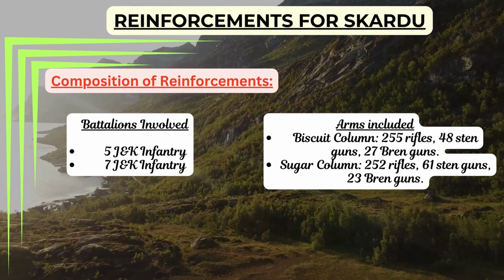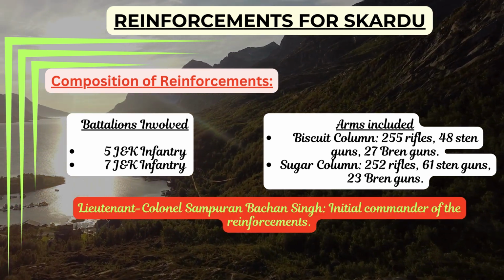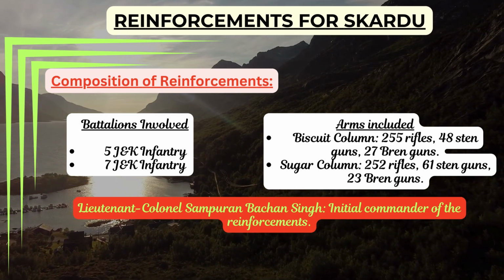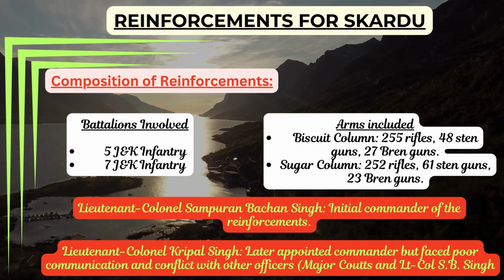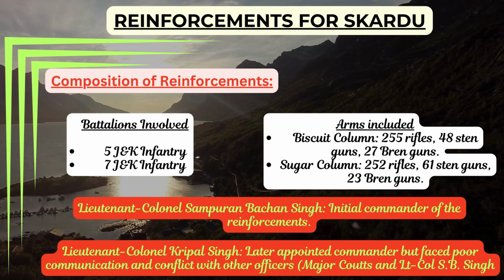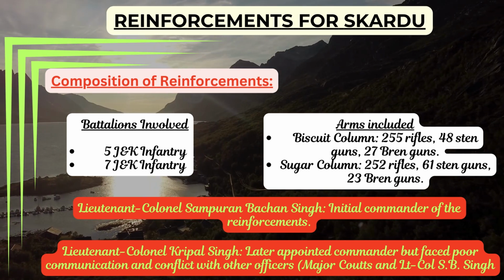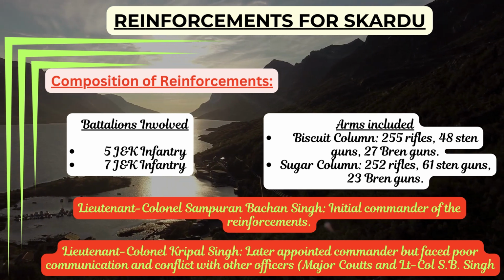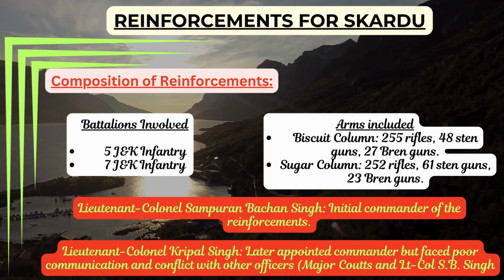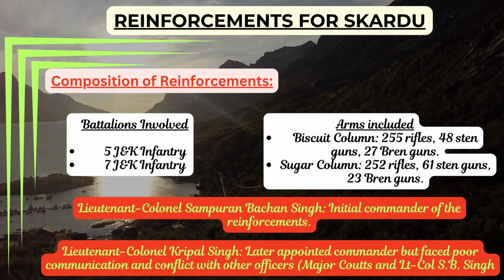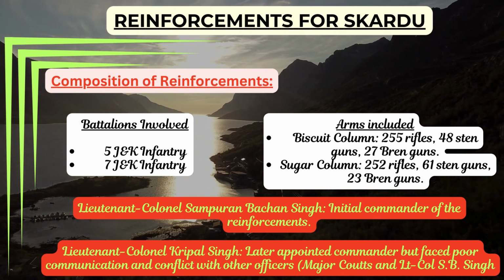Command structure issues. Lieutenant Colonel Sampuran Bachan Singh was the initial commander of the reinforcements. Later, Lieutenant Colonel Kripal Singh was appointed as commander, but his leadership was plagued by poor communication with the troops, conflicts with key officers, including Major Kauts and Lieutenant Colonel S.B. Singh. The lack of a clear and unified command structure, combined with logistical and coordination issues, severely hampered the effectiveness of the reinforcement effort. Despite having 2 well-armed columns, these challenges prevented the reinforcements from achieving their objective.